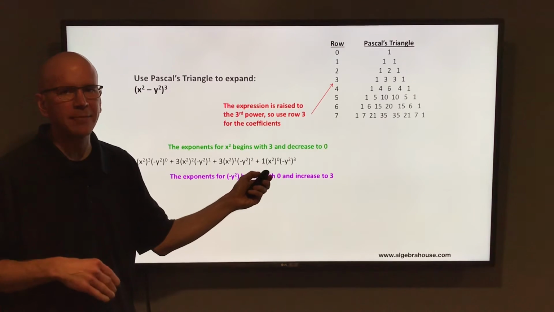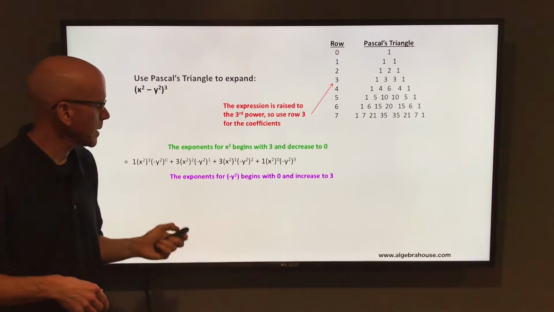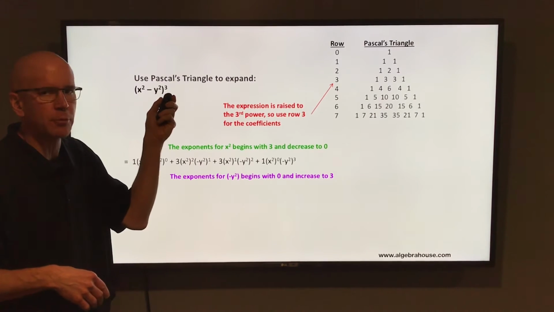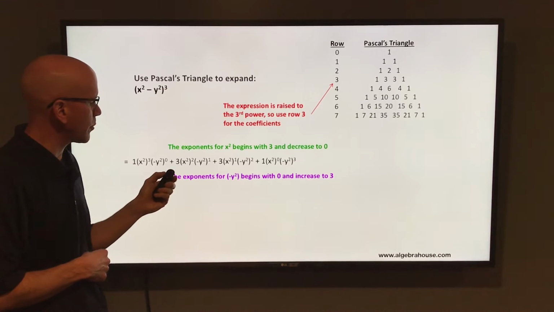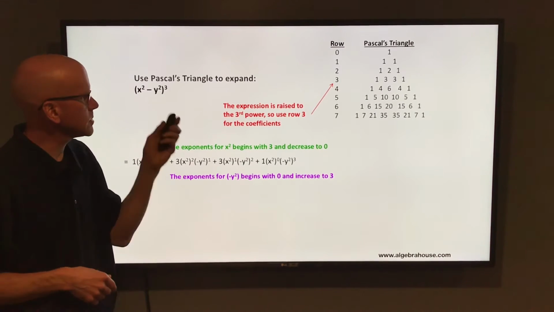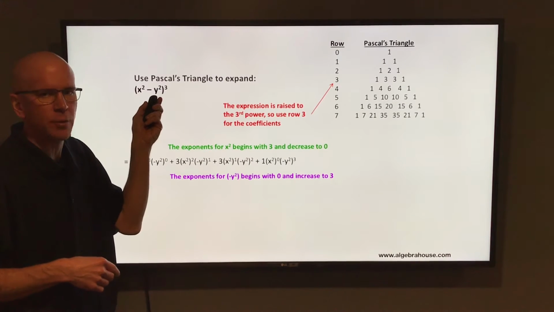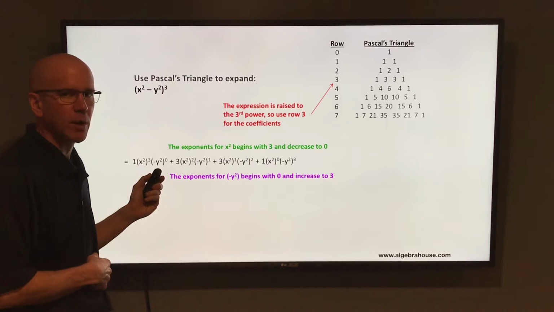Leave enough space after those coefficients so that you can put the x squared in and the negative y squared in. So start the x squared off to that 3rd power and work your way down to x squared to the 0. So it'll be x squared to the 3rd, x squared to the 2nd, x squared to the 1st, and finally x squared to the 0. Start the negative y squared off in the opposite direction. Start negative y squared off to the 0 power and work your way up to negative y squared to the 3rd.